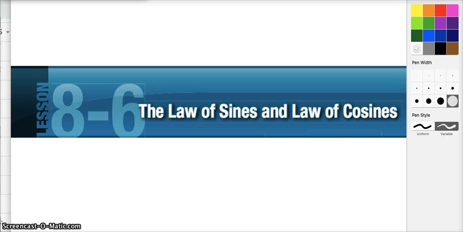Hey friends, here we are in chapter 8, looking at section 8.6. We're going to talk about the law of sines and the law of cosines.